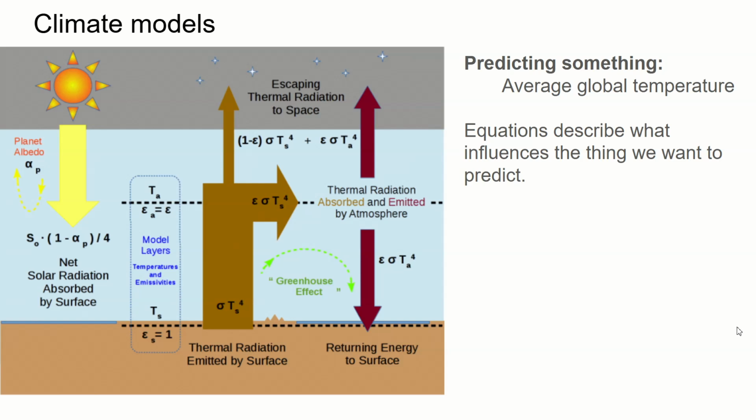The class was not too certain what climate models were for or what they actually are. They thought maybe climate models are about predicting the weather. Climate models can predict a lot of things, but one of the major things that we're interested in is predicting global average temperature. And what a mathematical model is, it's a set of equations that describe what influences the thing that we want to predict so that we can make more accurate predictions.